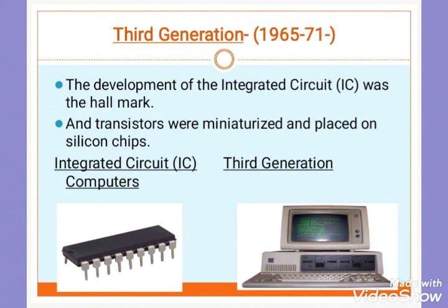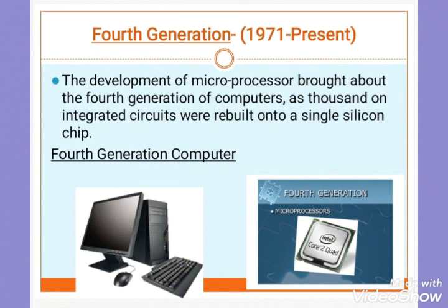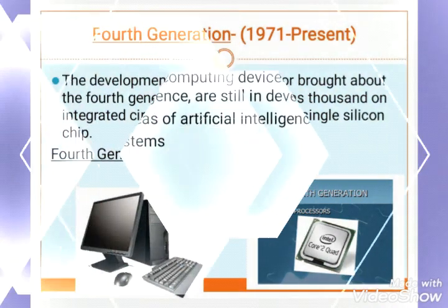Next is the fourth generation computer. It was developed in 1971 to the present age. The microprocessor was developed in this generation, and thousands of integrated circuits were built onto a single silicon chip. They were small in size. Nowadays, microprocessors are used in automatic testing products, speed control of motors, as well as in traffic light control, etc.